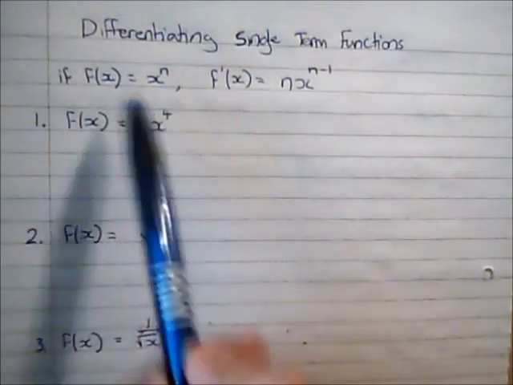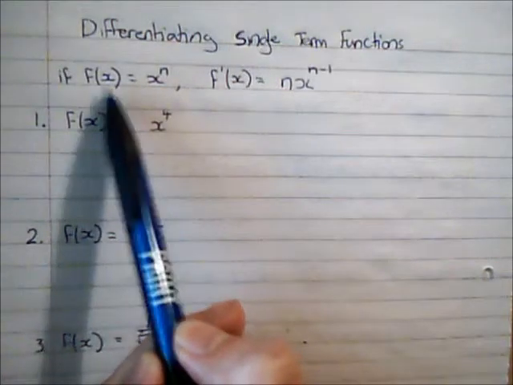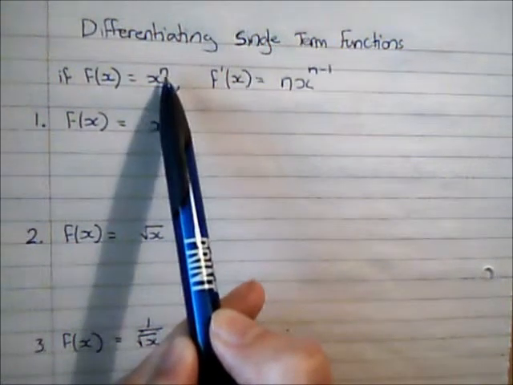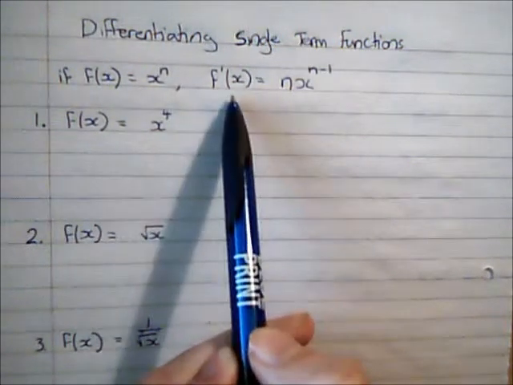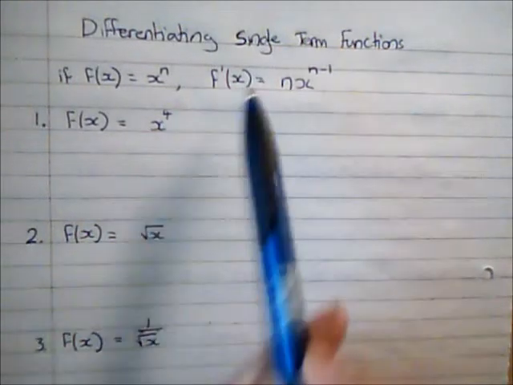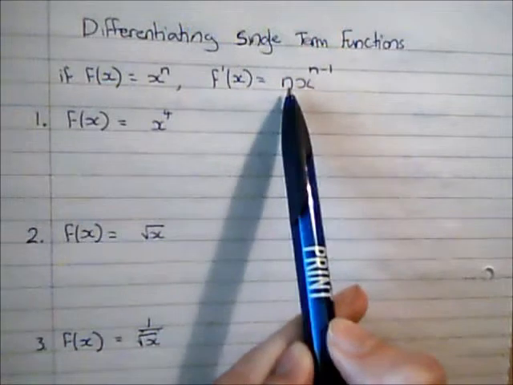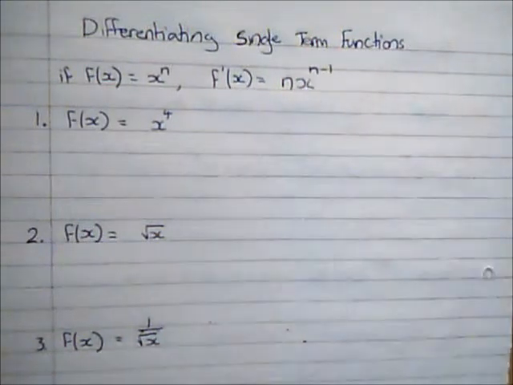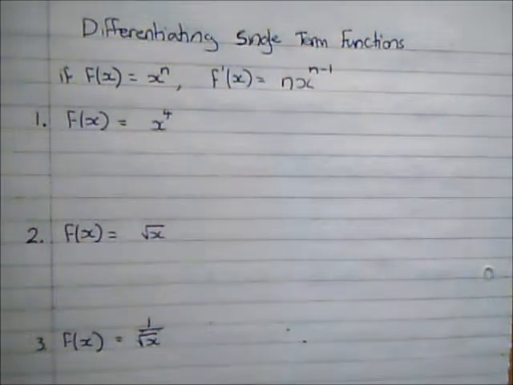So if we've got something written in function form, so if f of x is equal to x to the power of n, then f dash x, which is how we record the derived function of x, is equal to n of x to the n minus 1. And in practice this is incredibly easy to do.